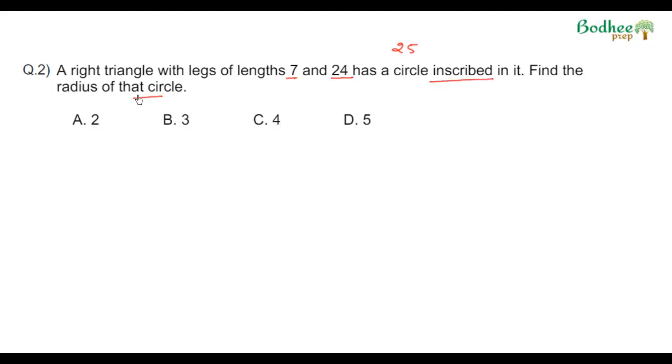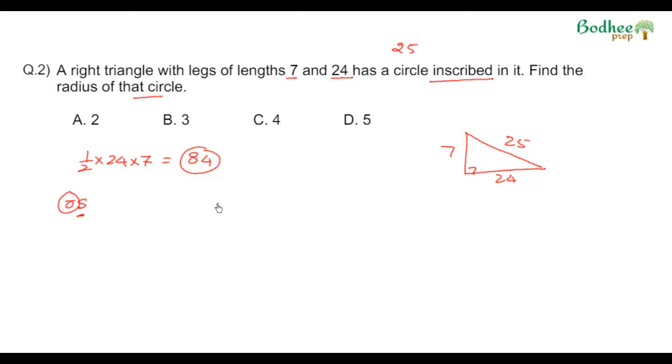Very simple question. We can straight away apply the formula also. If the triangle is right, then this is 7, this is 24, and of course this is 25. Clearly the area of the triangle can be identified by applying the formula half base into height, right? Which comes out to be 12 into 7, which is 84. Now there is another way of finding the area of triangle, which is R into S, where R is the inradius and S is the semi perimeter. This R we need to identify.